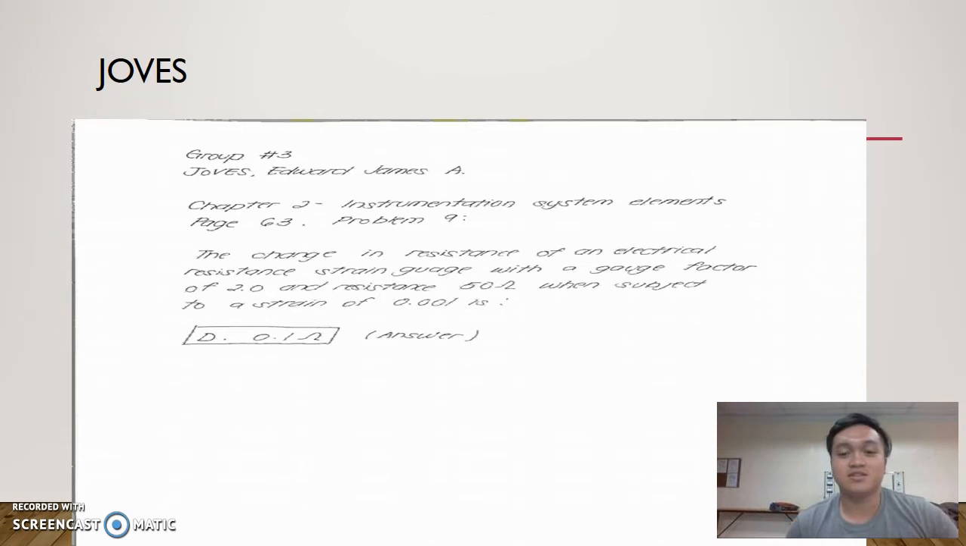The change in resistance of an electrical resistance strain gauge with a gauge factor of 2.0 and resistance of 50 ohms when subject to a strain of 0.001 is letter D, 0.1 ohm.